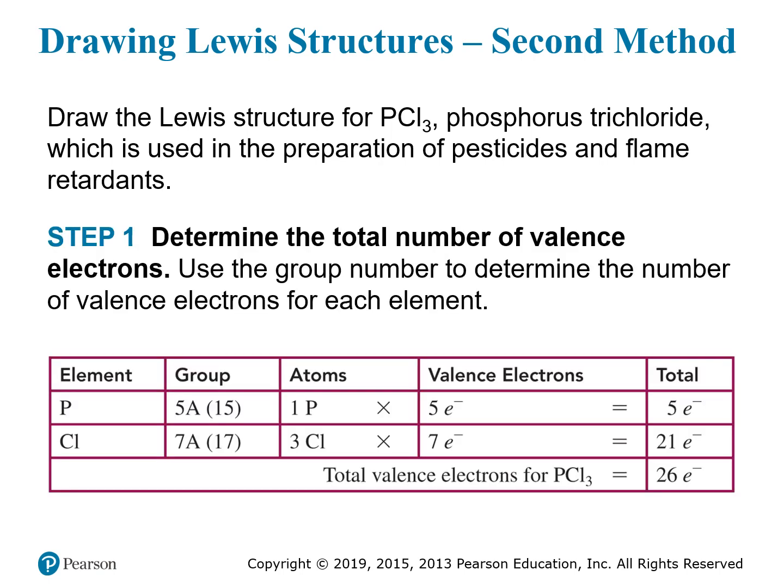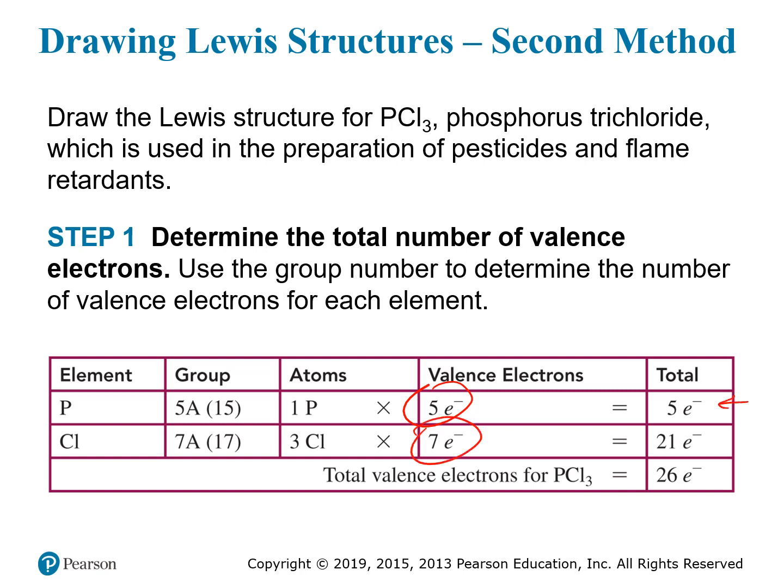So step one in this method is to count up the total number of valence electrons. Remember, electrons can't be created or destroyed, so all of the valence electrons that the atoms have going into the molecule are part of the valence electrons of the molecule itself. Phosphorus has 5 valence electrons, right? There's one phosphorus atom, so that gives you 5 valence electrons here.